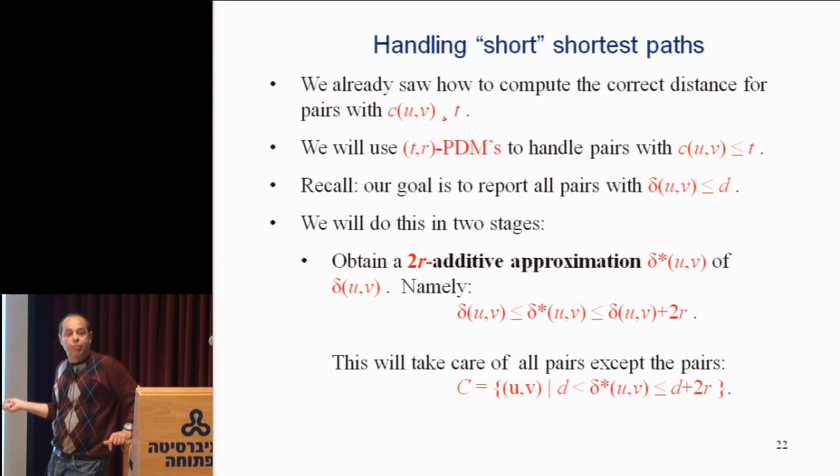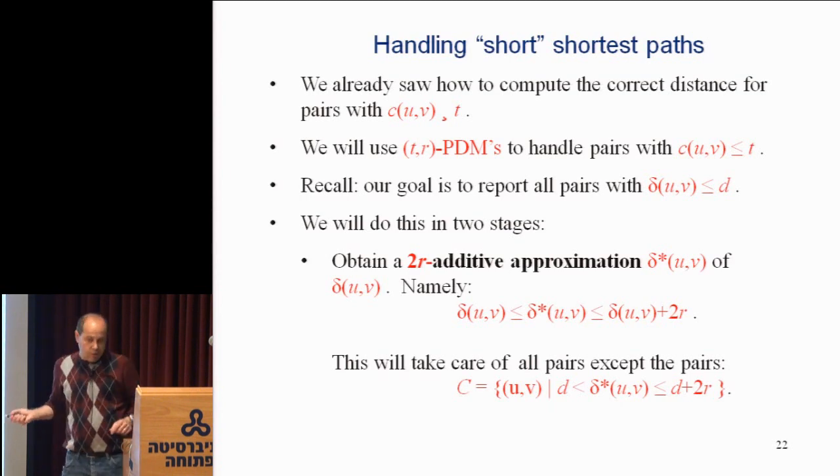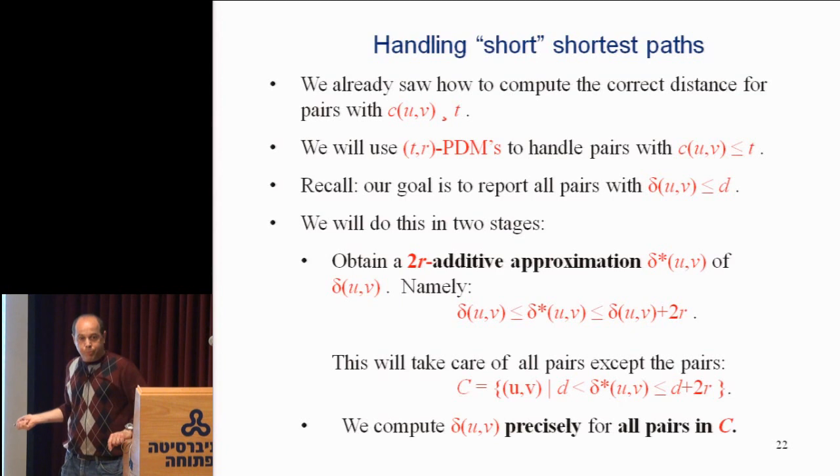Why is it good to have this additive approximation? It's good because if I have delta star for every pair, then if I know that delta star is smaller than D, then delta also is smaller than D. Then I know that surely I have to report this pair. And if delta star is larger than D plus 2r, then surely delta is larger than D. Then I surely know that I don't want to report this pair. The only pairs I don't know what to do with are those pairs for which delta star is between D and D plus 2R. But this is a bounded range, a range of 2R. So the second stage would be to compute precisely delta for all the pairs in this undecided set, call this set C.